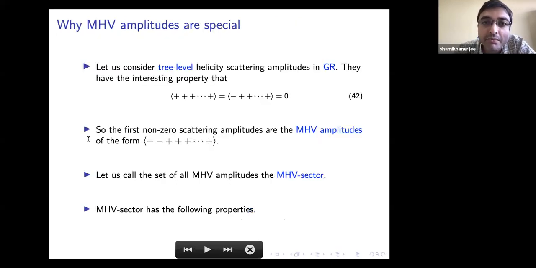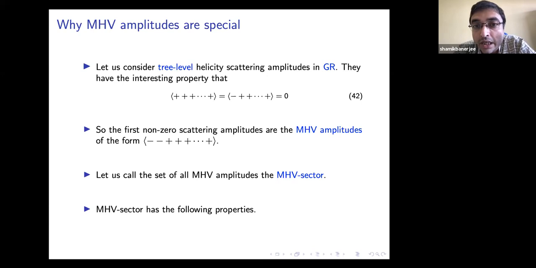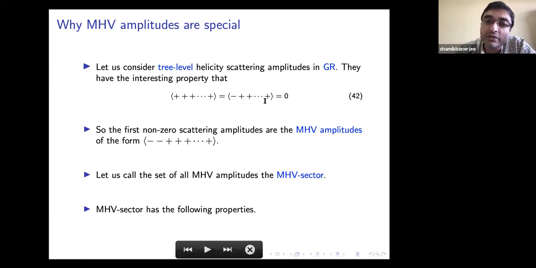Now let us consider why some set of scattering amplitudes are actually simple. We'll talk about MHV amplitudes. Let's consider the tree level scattering amplitudes in GR. They have this interesting property that if you look at the scattering of all plus, or just one minus and the rest plus, then those amplitudes are zero. So the first non-zero scattering amplitudes are the MHV amplitudes, of the form two minus and the rest plus.